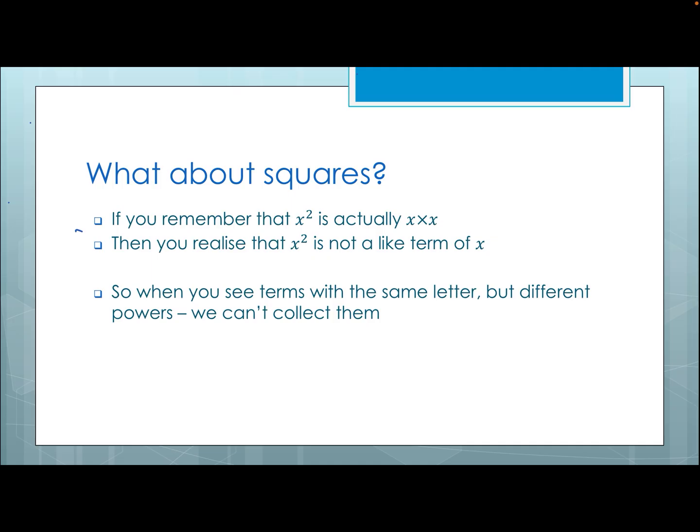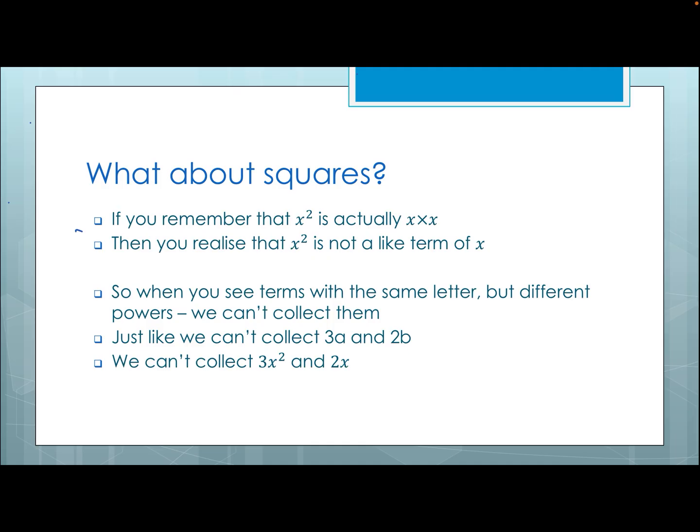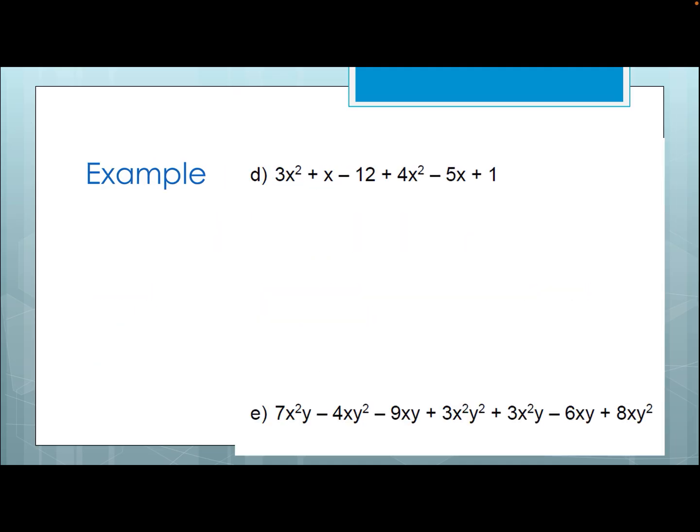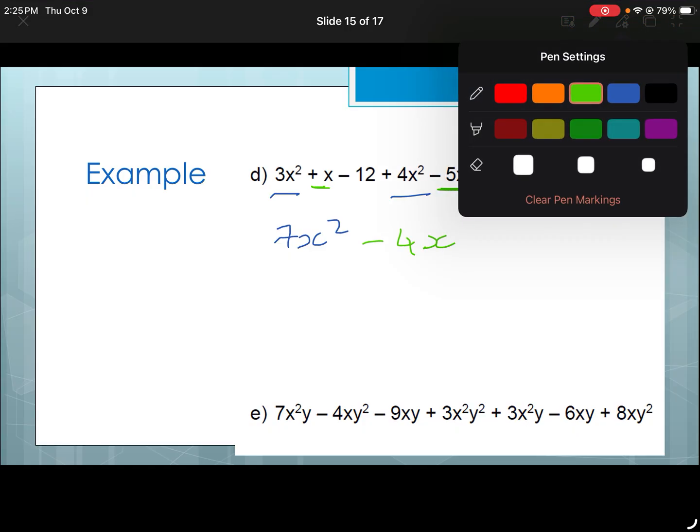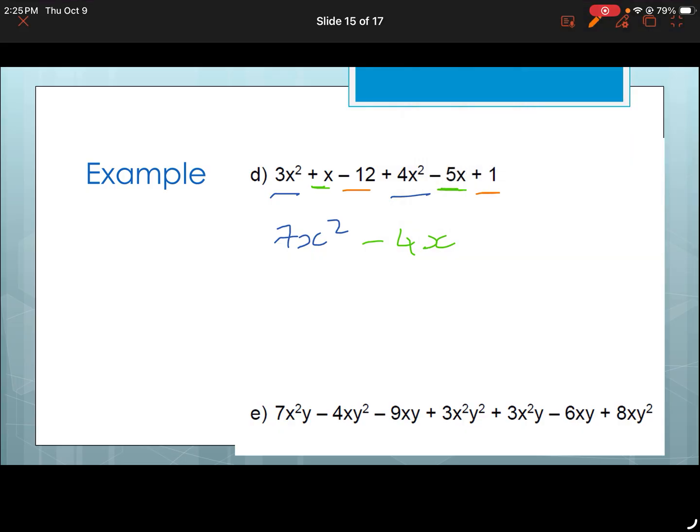So when you see terms with the same letter but different powers or exponents, we cannot collect them. They cannot be collected because they aren't the same. So just in the same way we can't collect 3a and 2b, we cannot collect 3x squared and 2x. You can't do anything with them. So very quickly, here's the examples, and then I'm done. 3x squared plus 4x squared is 7x squared. Positive x minus 5x is negative 4x. And then last but not least, negative 12 plus 1 is negative 11.